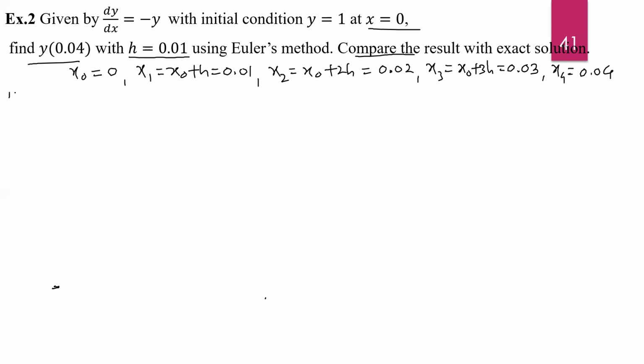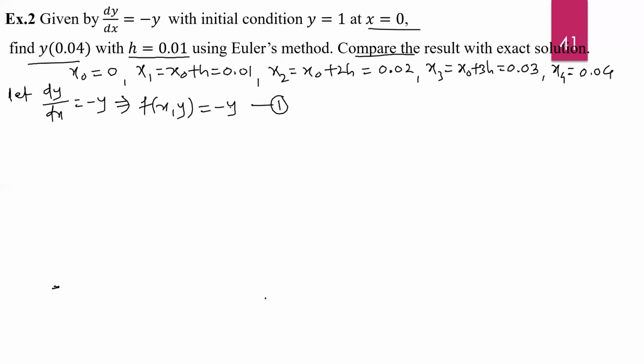Now let dy by dx is equal to minus y. From the definition, dy by dx means the function f of x, y. So f of x, y is equal to minus y. Say equation number 1. So we require the f of x, y for Euler's formula. So here f of x, y is minus y.